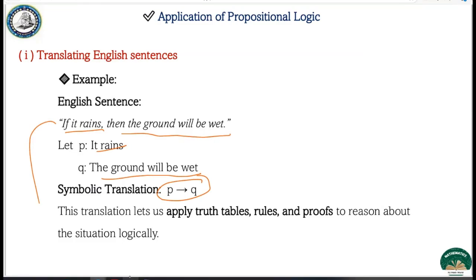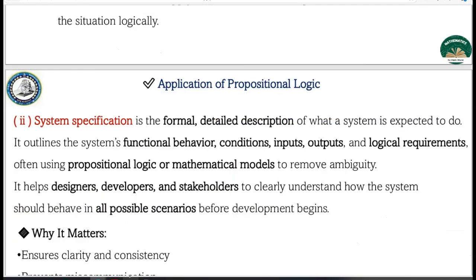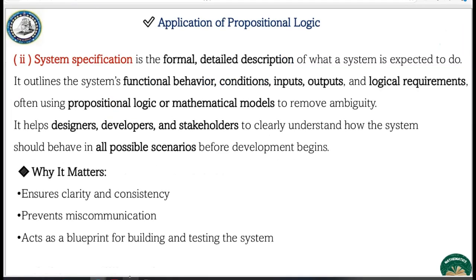This is how we convert the English language into a symbolic way. This is one of the applications for propositional logic. Then you have system specification. What is meant by system specification?